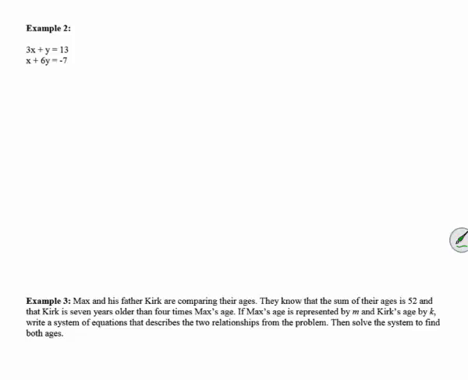I'm going to start with the first equation. There's no reason why I couldn't start with the second. I'm just choosing that one. So I'm going to take this equation and I want it to have y by itself. So I'm going to take 3x plus y equals 13, and I'm going to subtract 3x. So y equals negative 3x plus 13.